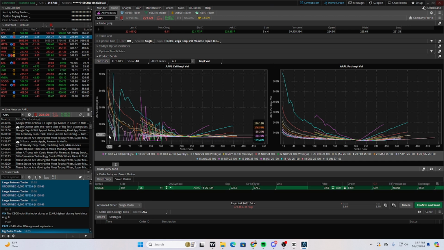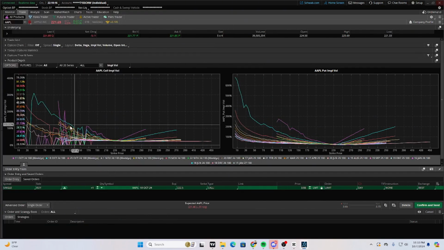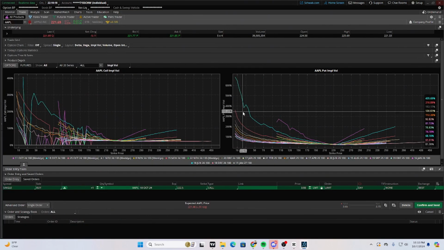On the y-axis here, we have the percentage of the implied volatility. On the x-axis, we have the strike price. And then these lines all correlate to different expirations of the options, as you can see here. So let's try to extrapolate some analysis off these charts. We'll expand this so it's easier to see.